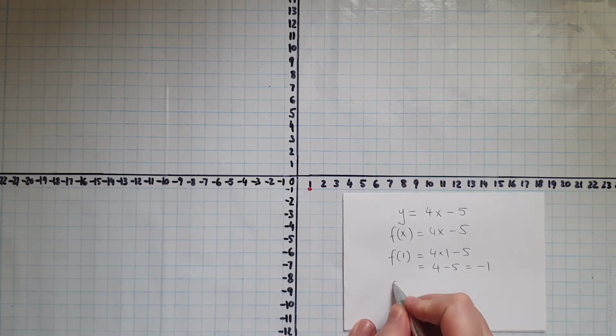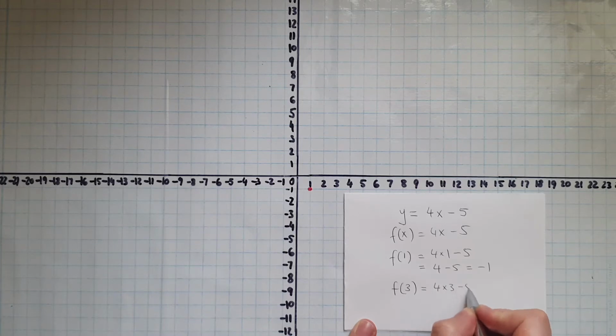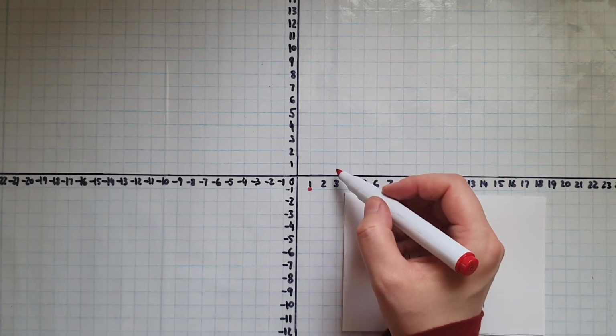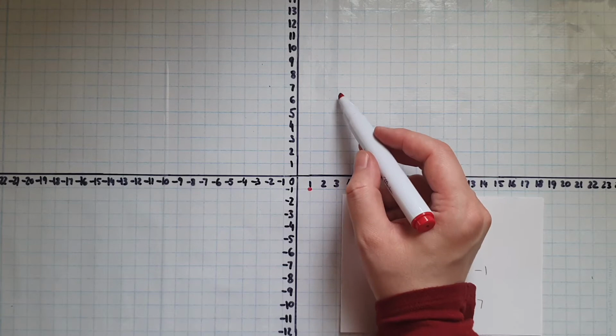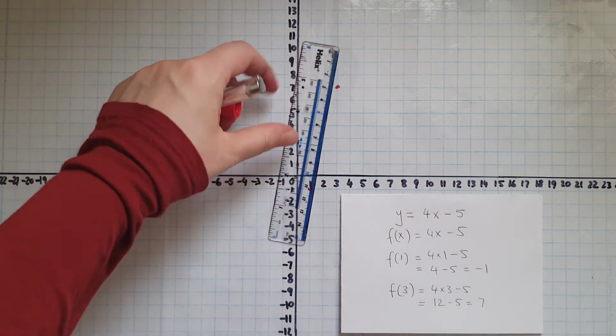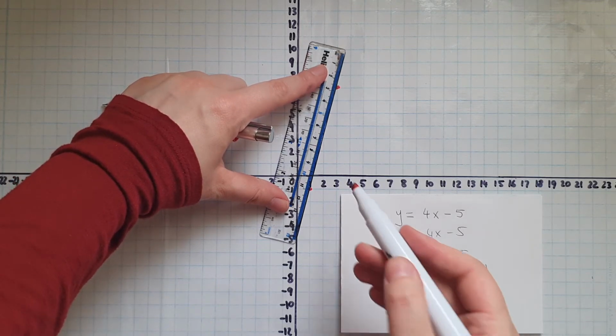another one. So when x is equal to 3, we said before. So then we'll do 4 times 3, take away 5. 4 times 3 is 12, take away 5, that gives us 7. So we'll plot the point 3, 7. That's all we need. You can use a ruler now to join these two dots and extend the line.